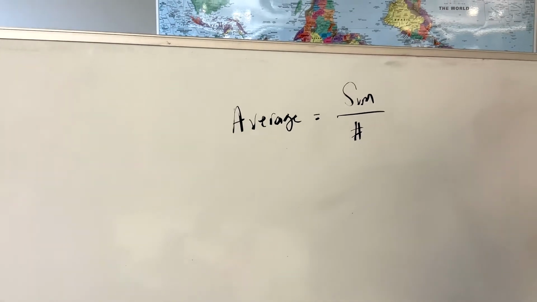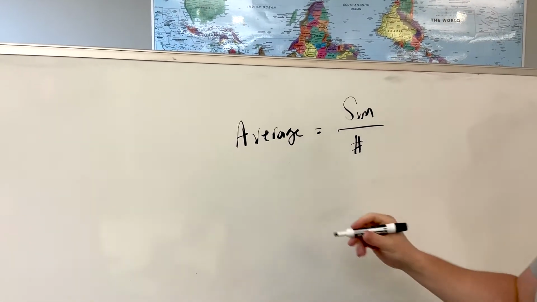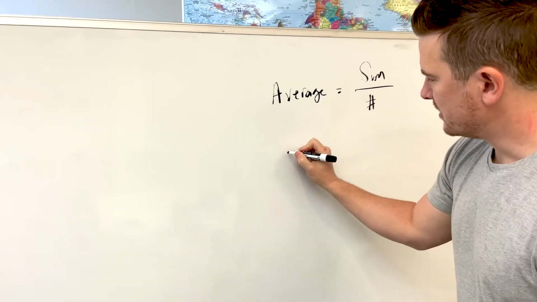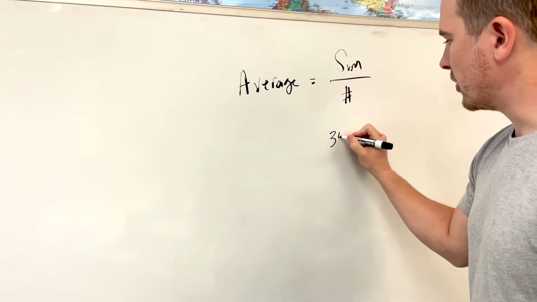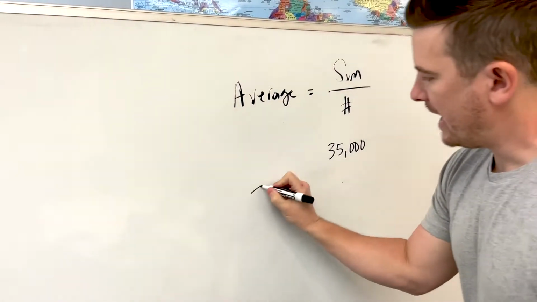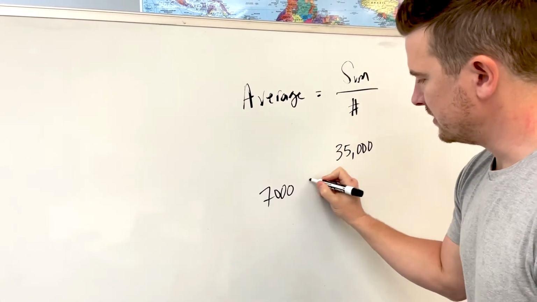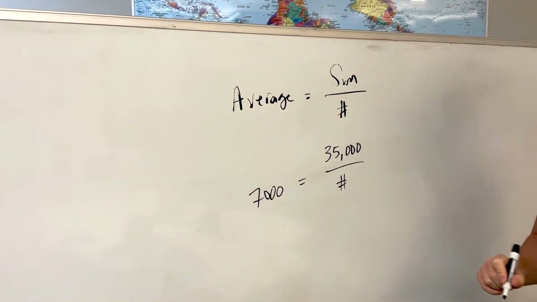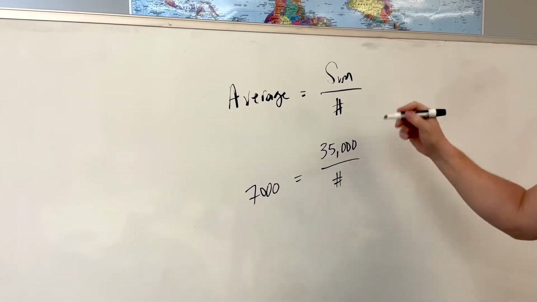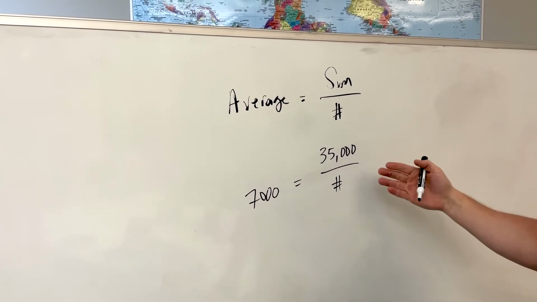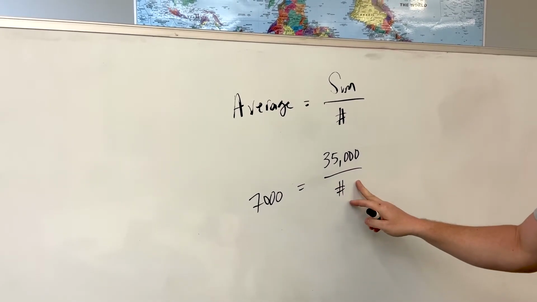So a real common hiccup that comes along when we're doing these average problems, let's make up an example, is let's say the sum of a bunch of cars that someone bought is $35,000, and the average of their car purchase is 7,000. And the question is, how many cars did they buy? So a lot of students see this scenario and they see this unknown stuck in the denominator, and they don't know how to get it, so we can solve for a number of cars.